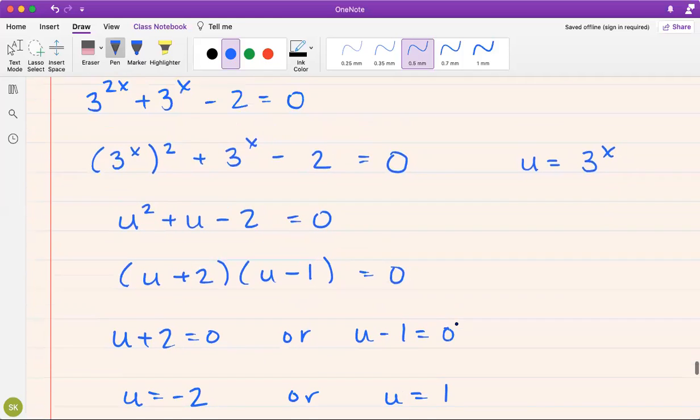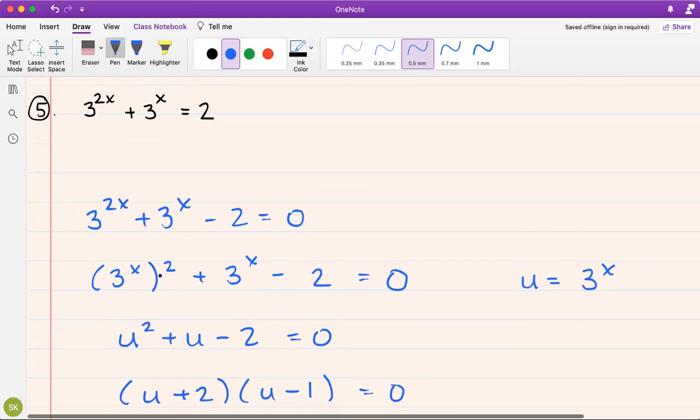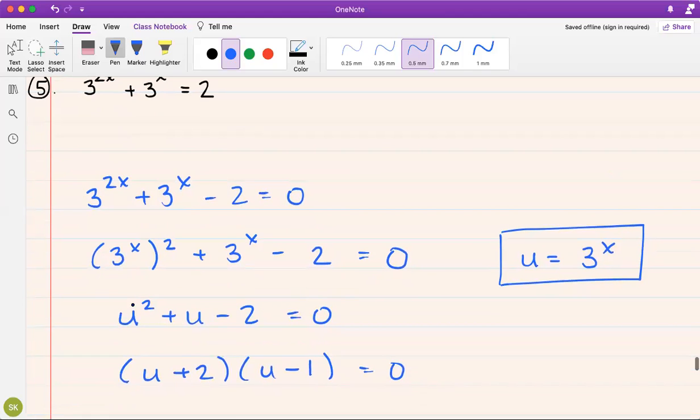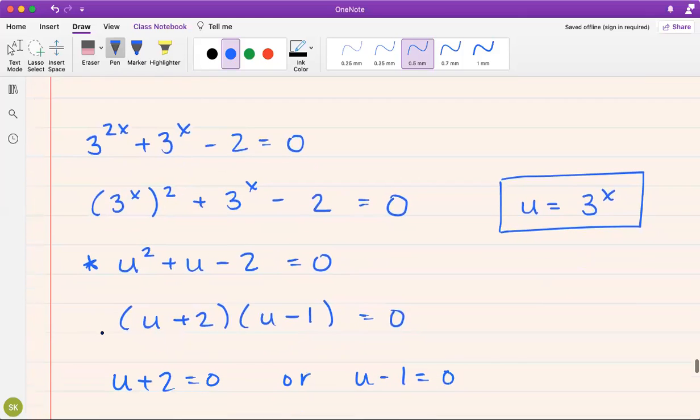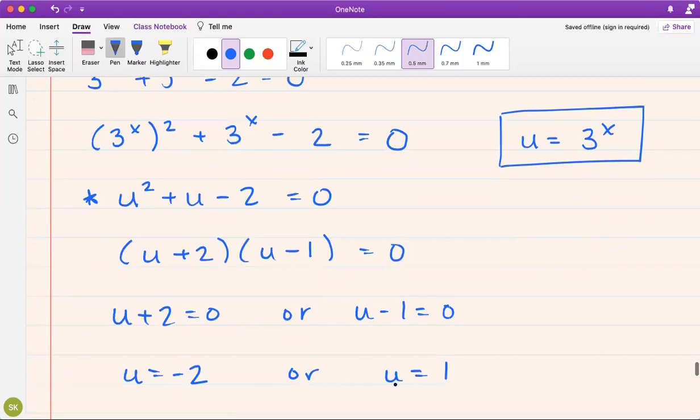Okay, let's just recap what we did here. So we had this equation. We moved the 2 to the other side. And then we wrote this 3^x as 3^x squared. And then we used u substitution. So we said u is equal to 3^x, because when we did that, we got something that looks like a quadratic. And then we factored that quadratic, and we got u is equal to negative 2, or u is 1.